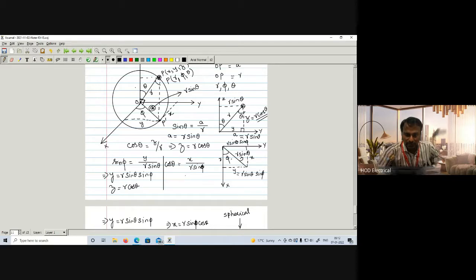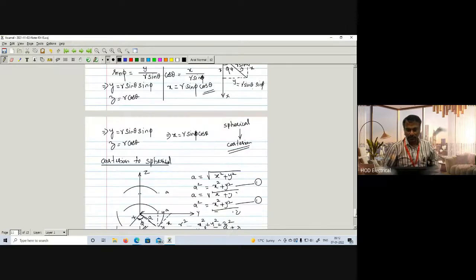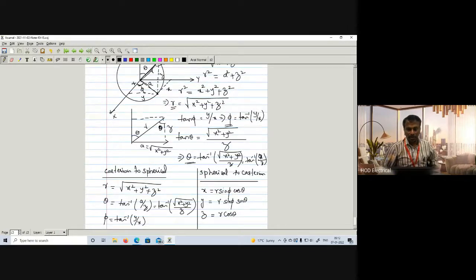Therefore this distance is a. A is nothing but r into sine phi. Therefore this will be sine theta into sine phi. Yes, fine, then it is correct. X is equal to r into sine phi into cos theta. So we can derive this entirely here. Y is equal to r into sine phi into sine theta, and z is equal to r into cos phi.